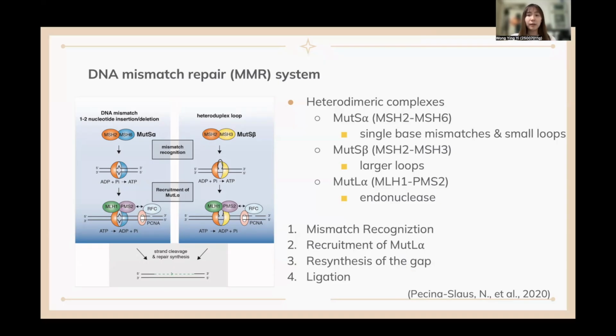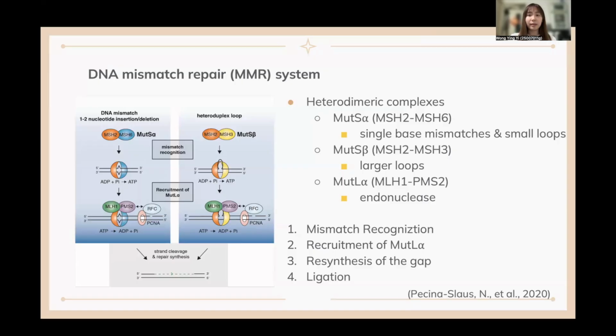It involves key heterodimeric complexes, which are MutS alpha containing MSH2 and MSH6 for single base mismatches and small loops. Also, MutS beta containing MSH2 and MSH3 for larger loops, and MutL alpha containing MLH1 and PMS2. They act as the endonuclease.